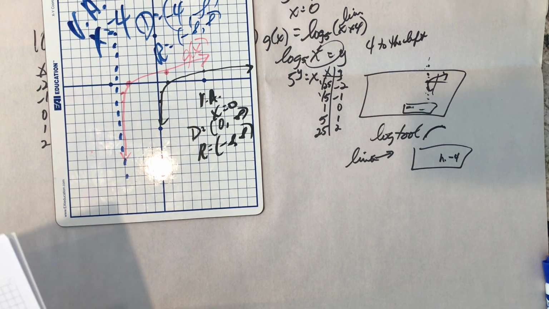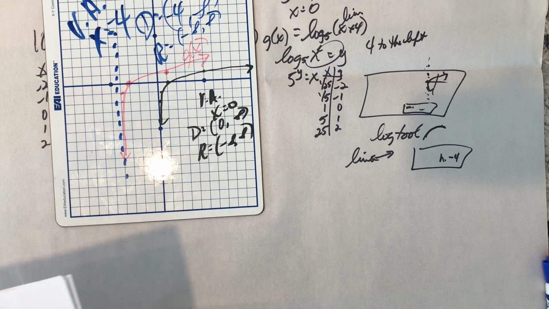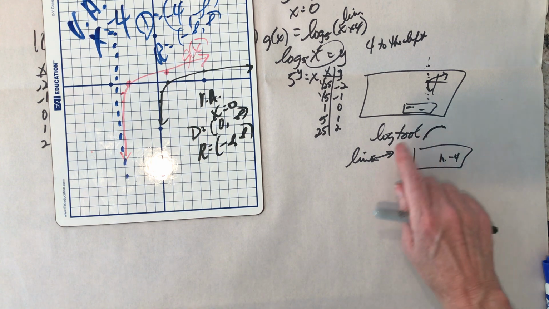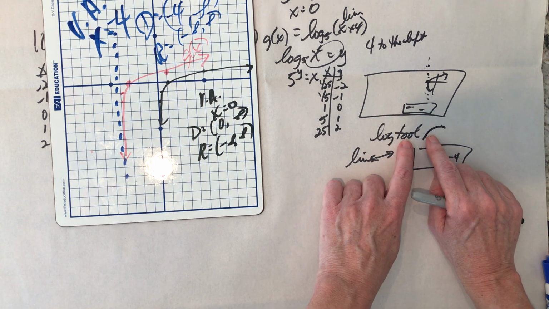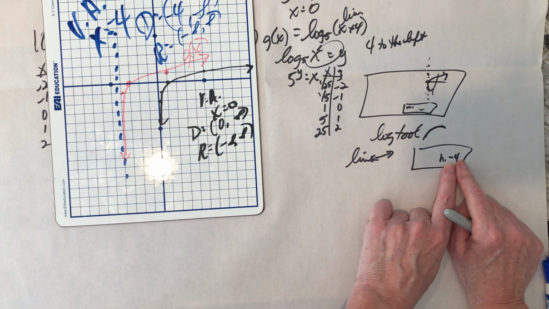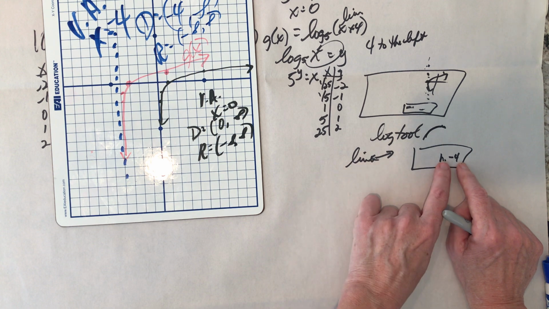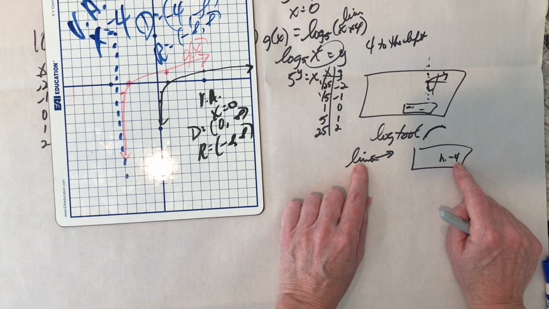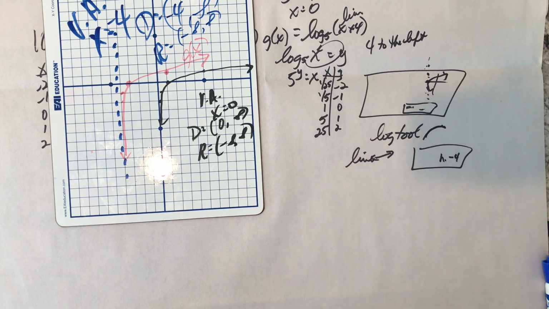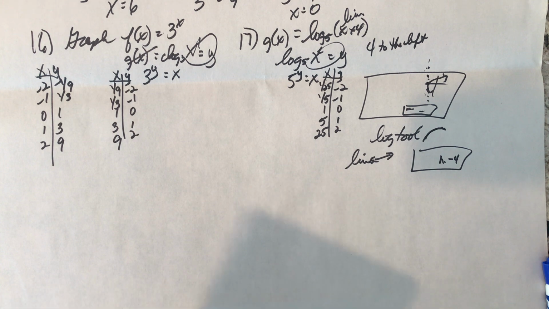Let's keep moving. Let's look at number 18. I believe number 18 will be very similar in that you'll have to use the log tool to draw it in, change its placement by using the horizontal shift, and then don't forget to put in the vertical asymptote. Okay, let us look at number 18.